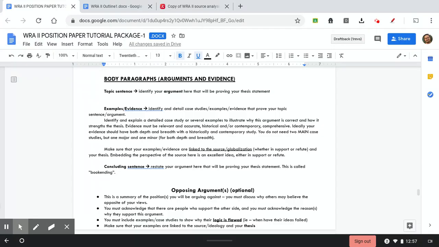Your argument has to be connected to your thesis. You also need to make sure that your argument does not prove your thesis wrong or contradict it. That's a big no-no.